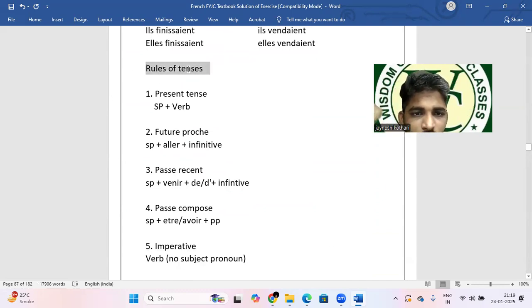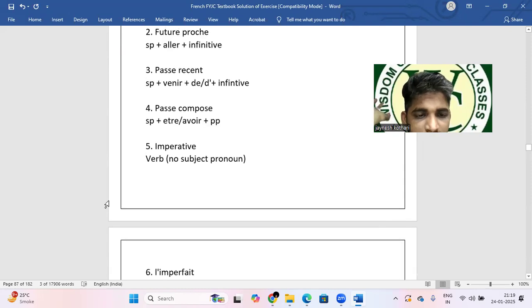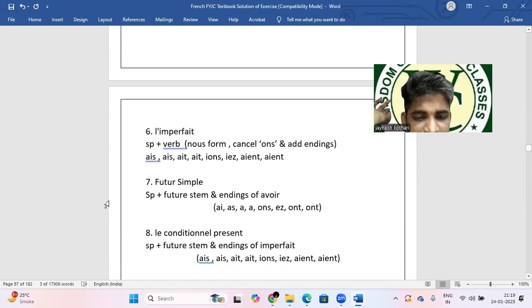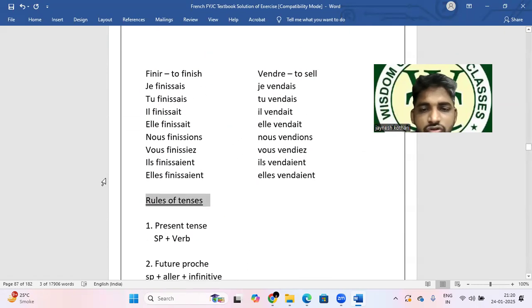Rules of tenses. You should have all these rules of tenses in one place. Present tense, future, pronouns. You can take a screenshot of this. These are five tenses. And after that, 6, 7, and 8. These are the ones you have in the 12th standard board exam. 6 is imparfait, 7 is futur simple, and 8 is present conditional. So take a screenshot of this also. Write all 8 rules on one single page so that whenever you are dealing with the tenses, you have all of them in front of you. I hope you have taken the screenshot.